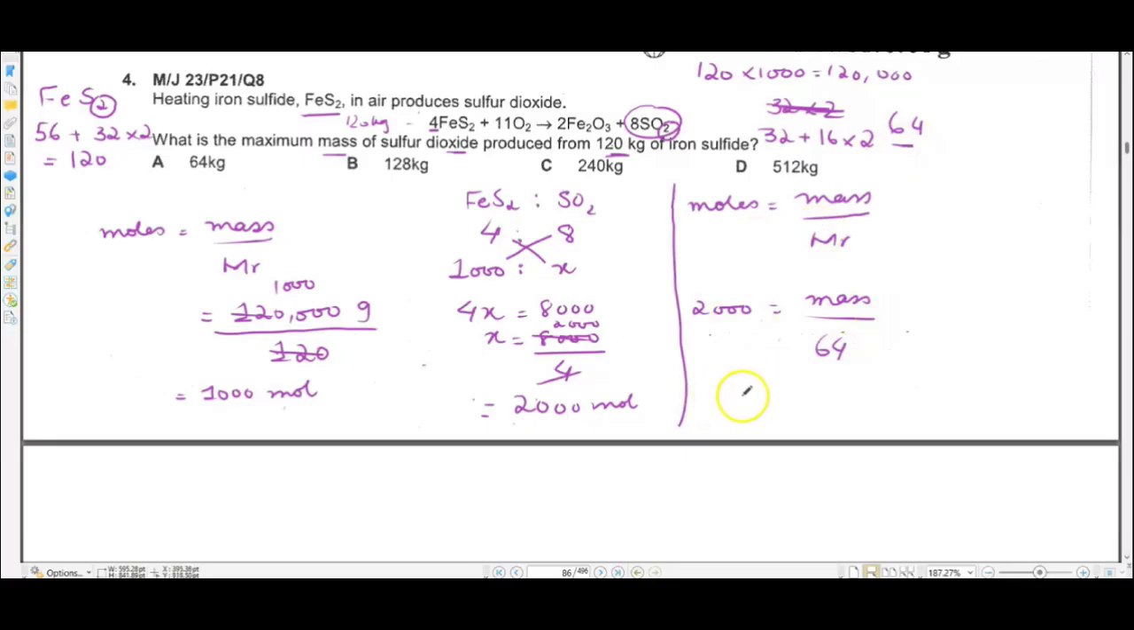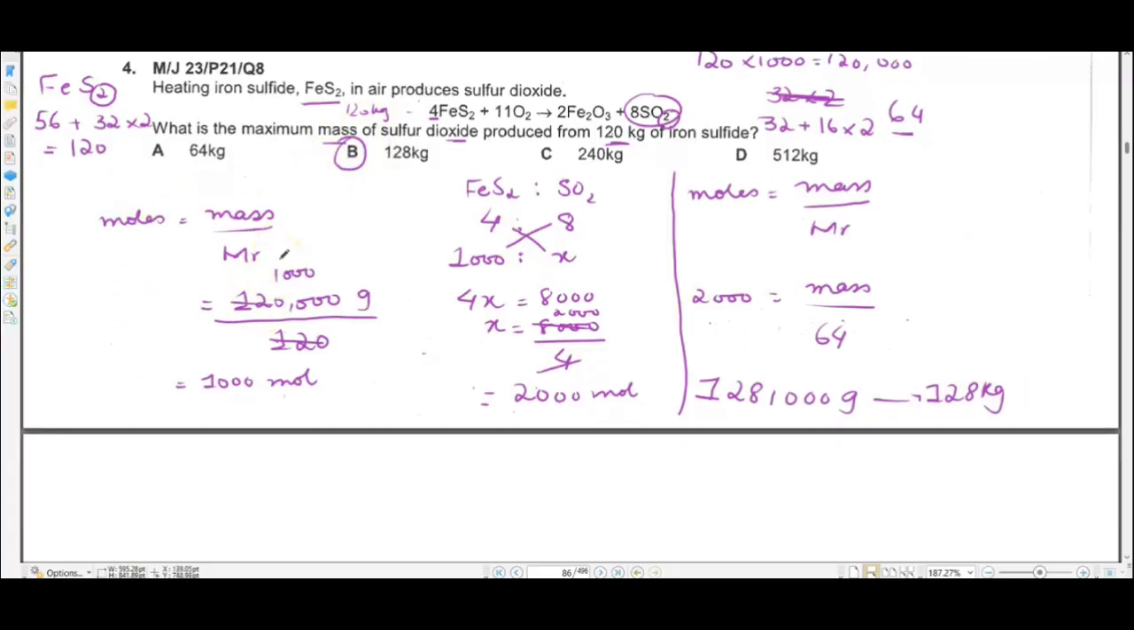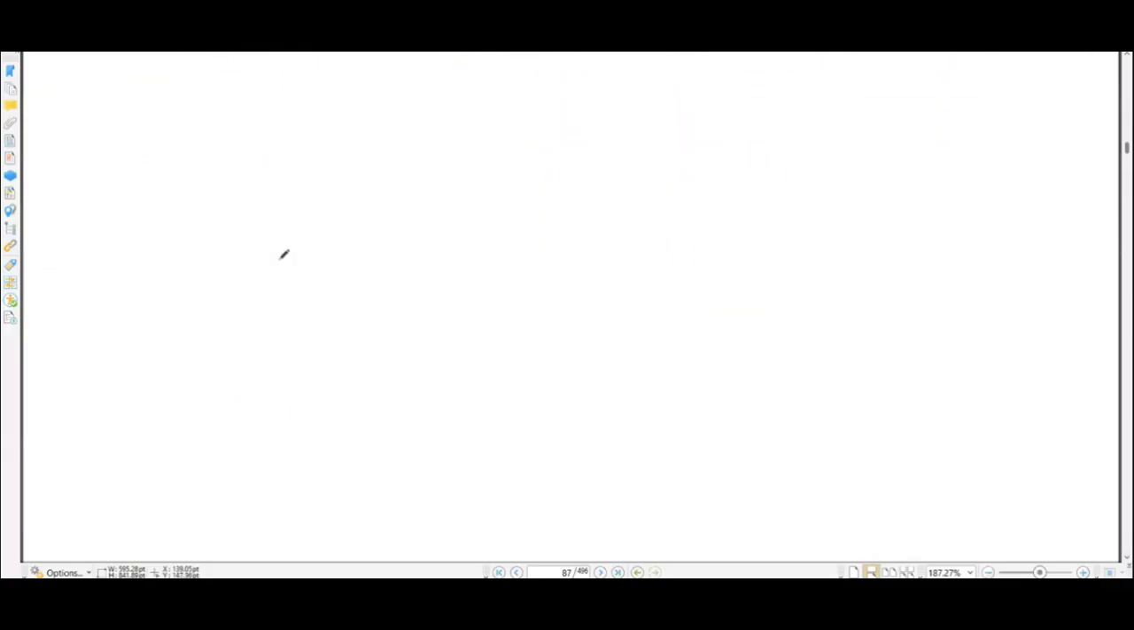So 64 into 2000 is going to give us the mass, which is going to be 128,000 grams. But we need an answer in kgs, so we need to convert it into kgs. So this is going to give us 128 kgs. So B is going to be the correct answer. I hope you understood what we've done. And we are going to do it so many times that inshallah you are going to know it by heart.